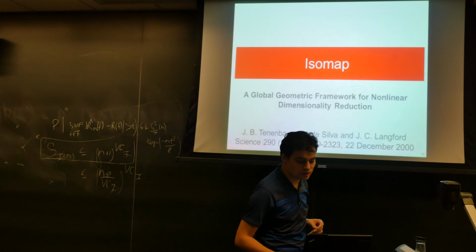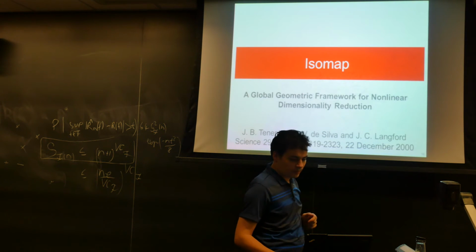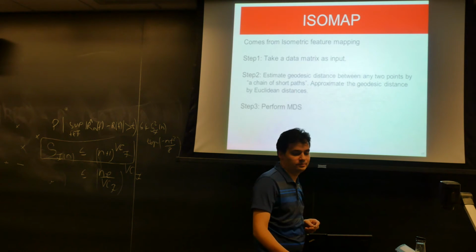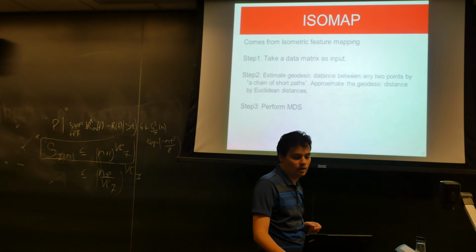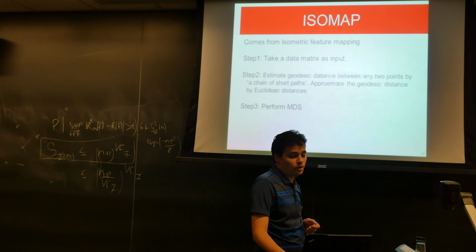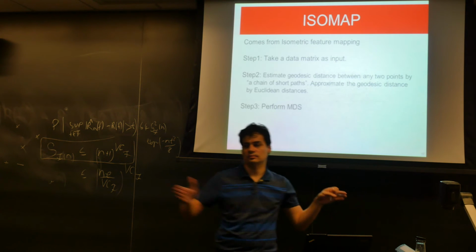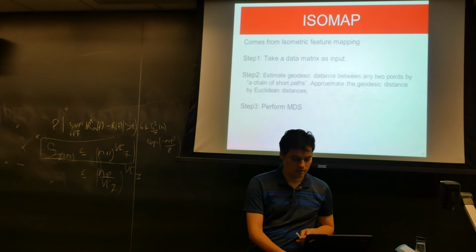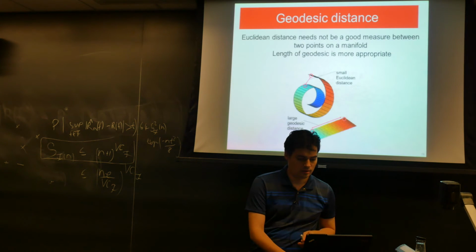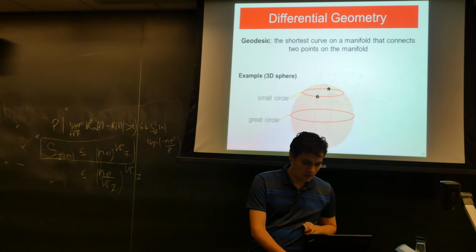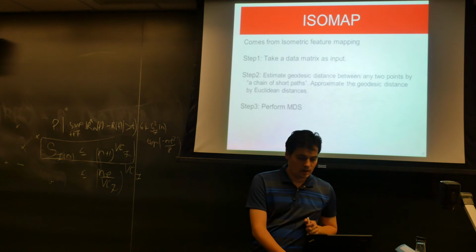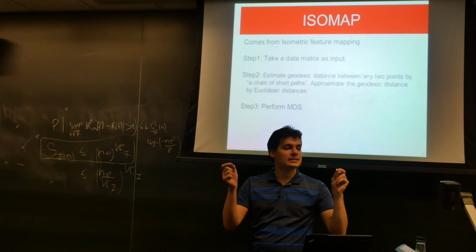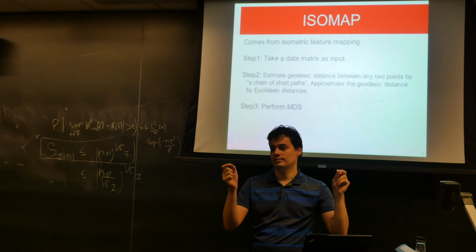So I want to show a couple of other algorithms. This algorithm is called ISOMAP. It means isometric feature mapping. So what you do is that you have a data matrix, x1, x2, xn, and between any two points, you try to calculate or at least estimate the geodesic distance between these points.